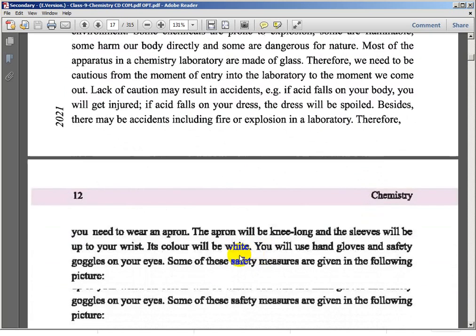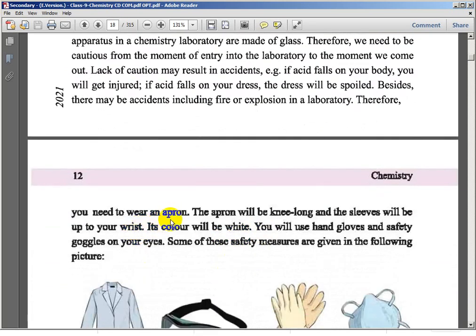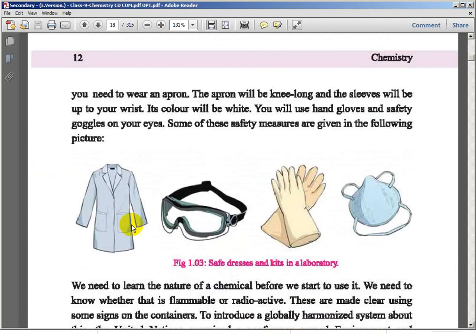Therefore, you need to wear an apron. The apron will be knee long, with sleeves up to your wrist. Its color will be white, and you will use hand gloves and safety goggles on your eyes. Some of these safety measures are given in the following pictures: apron, goggles, hand gloves, and mask also.